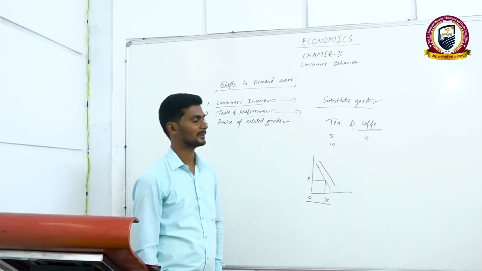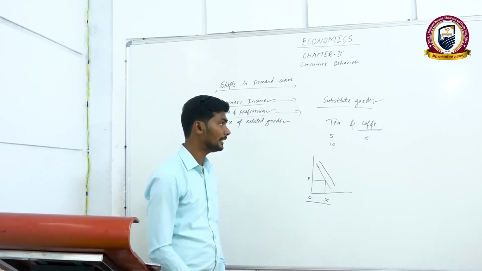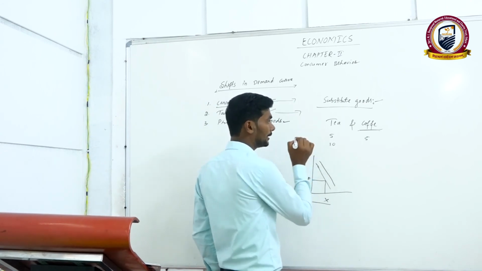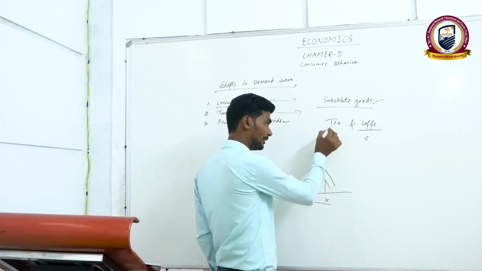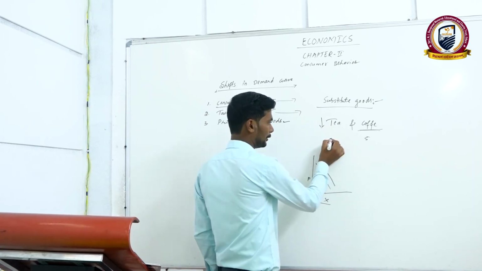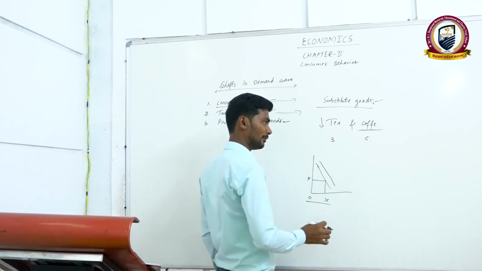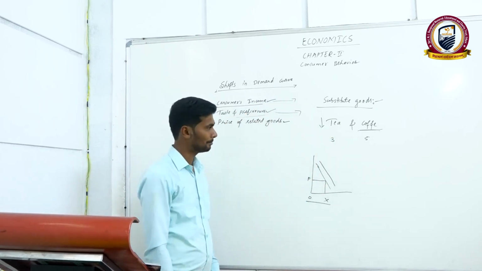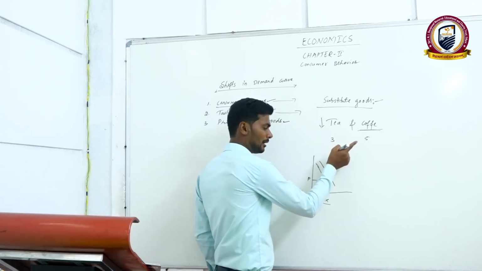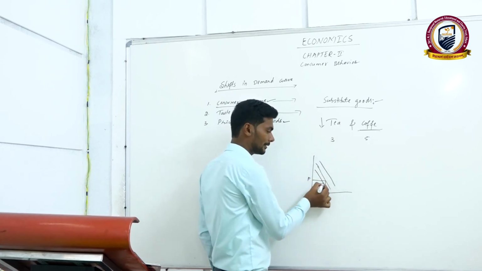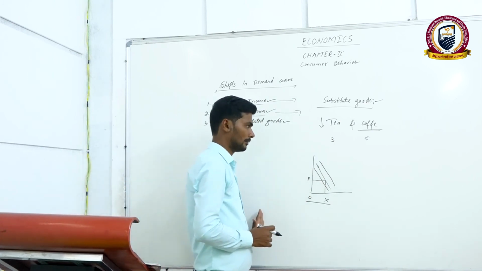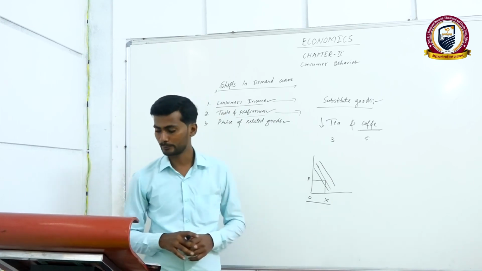increase. Okay, now in case the price of tea decreases, what happens? The price of tea decreases to 3 rupees. The price of coffee remains the same, that is 5 rupees, and the price of tea decreased to 3 rupees. Now the demand for coffee will decrease, which means the demand curve will shift leftwards. So this is what happens in the case of substitute goods.